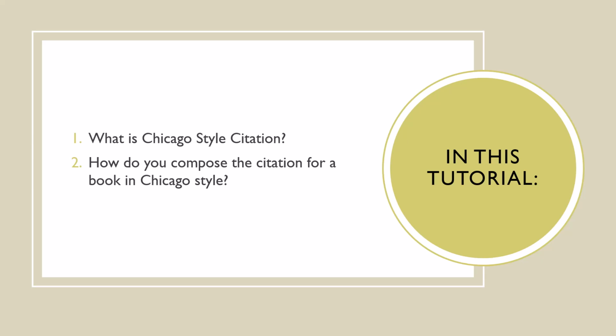In this tutorial, we're going to briefly introduce Chicago-style citation and provide you with a basic example of a Chicago book citation, which we will then dissect, describing each of the constituent parts of that citation, why they're included, and how to format them in the citation. Hopefully, at the end of this video, you will understand the basic principles of citing a book in Chicago, and you will be able to construct your own basic book citations.